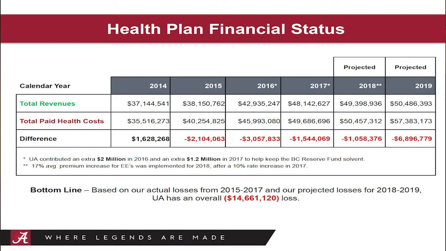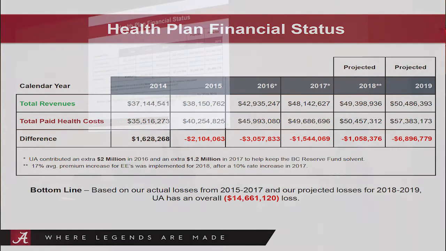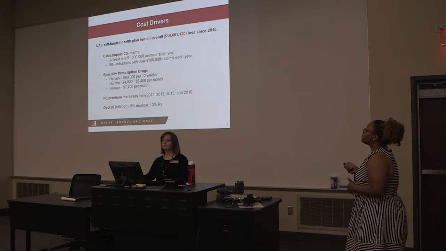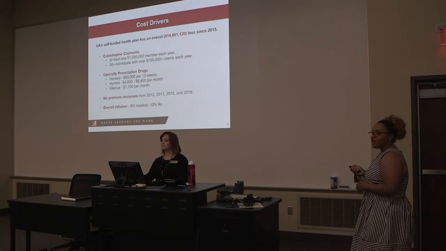So a lot of the changes that you see reflected here today in our healthcare plan are changes that we're making in an effort to try to make up some of the deficit that we have here. Some of the cost drivers that drive that deficit: catastrophic claimants.